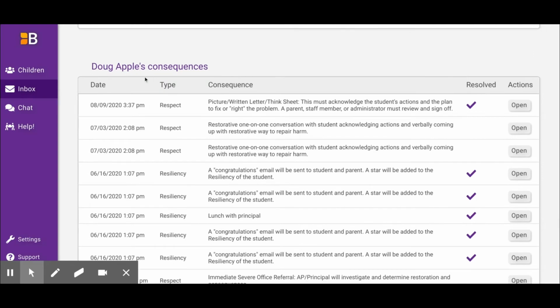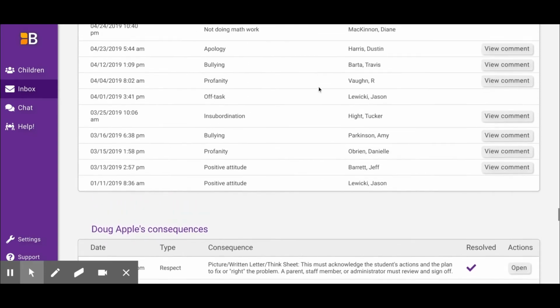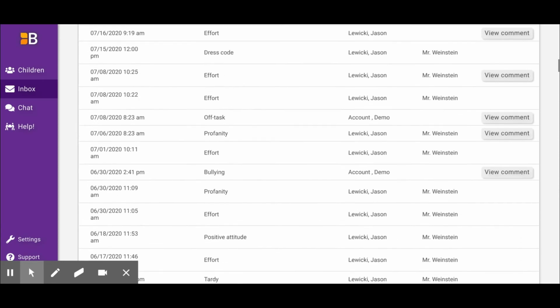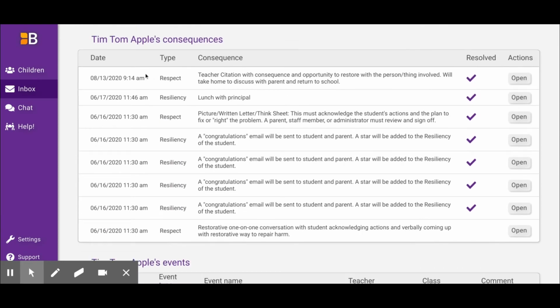Right there, that's Doug's. So let's go back up to Tim. When I look at Tim and his consequences, what I can see is that he had a respect consequence. That means that bubble filled. I have right here what happened. So when I look right here, I can see the consequence that was enacted with him. I can see right here that it was resolved because it has a big purple check.